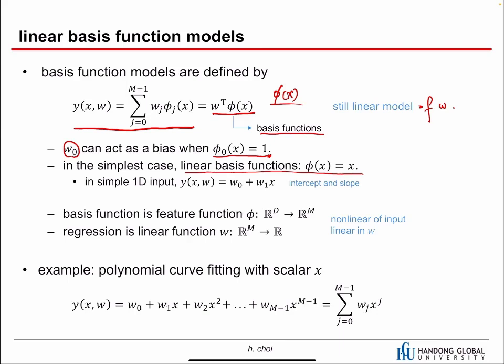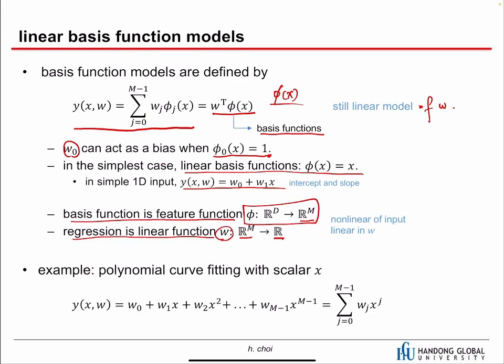And in the simple 1D input, this is the simplest linear basis function model. And the basis function is feature functions, from d-dimensional input space to m-dimensional feature space. And the regression is still linear functions from m dimension to scalar. So even with this nonlinear function, this function is linear in w.